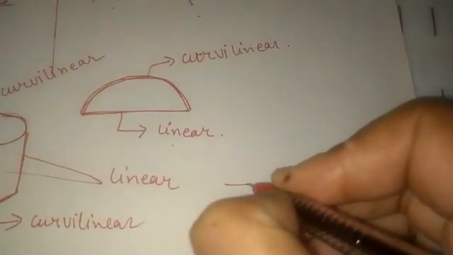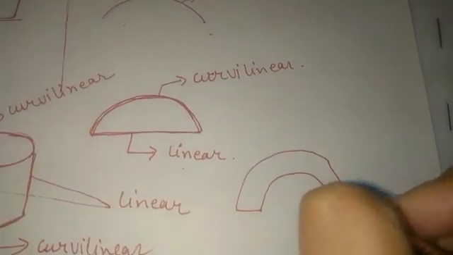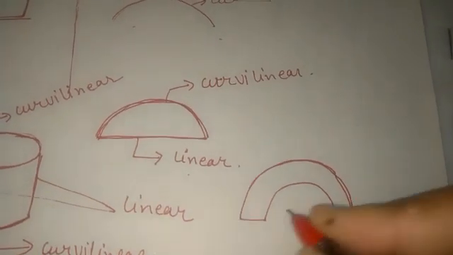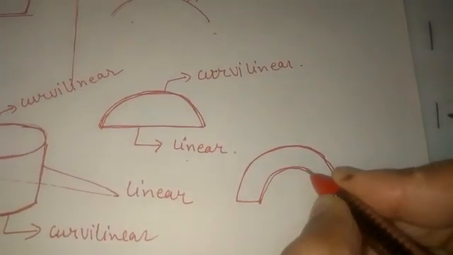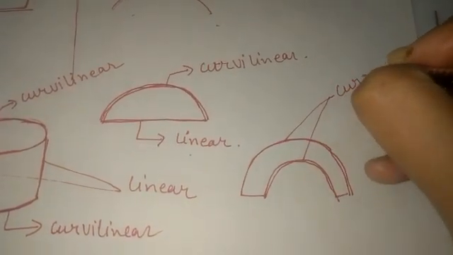Get it? In your book, one more figure I want to discuss with you. This figure. Now see, this line is a curve, and downside, this is also a curve. Get it? So that means these two boundaries are curvilinear.